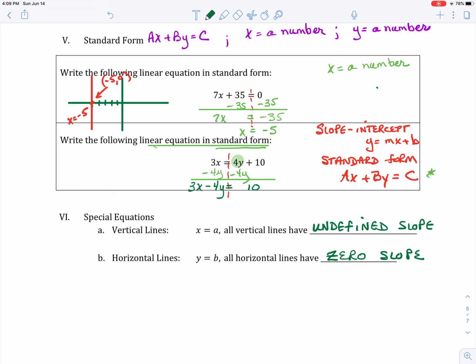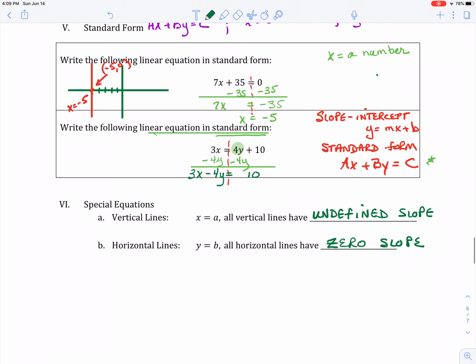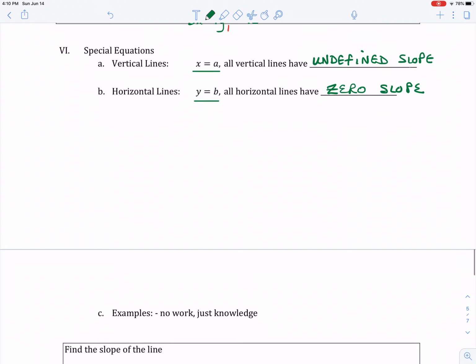All right, a couple of things that you need to memorize here. We said this earlier. If you have a vertical line, it will be in the form of only the variable x and some number. That will have an undefined slope. If you have a horizontal line, that will be in the form y equals some number, and it will have a slope of 0. Something to memorize.